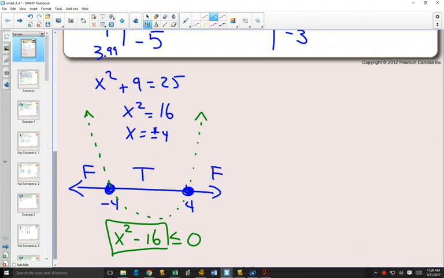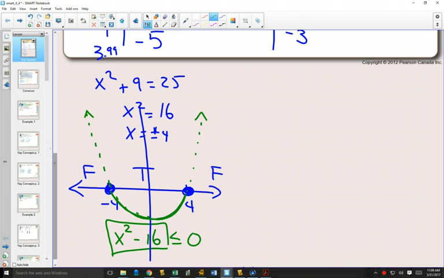And what we're really trying to find with this inequality is where is this parabola less than 0? So if I had drawn my axes on here, right, we're trying to find out where are the y values less than 0. Well, we can see from the graph that it's true between negative 4 and 4. So graphically, we can also see why that's the solution.